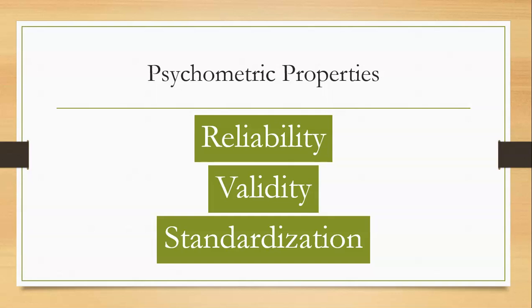So the psychometric properties we're going to talk about in relation to criminal profiling or forensic profiling are reliability, validity, and standardization. Forensic profiling raises important questions regarding these three psychometric properties because each of these factors is crucial for the method to be used effectively in criminal investigations and also court proceedings.